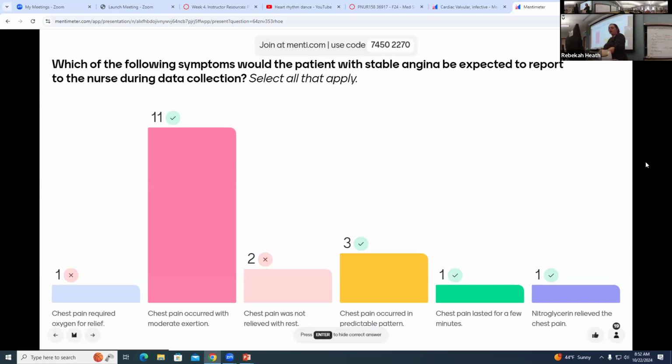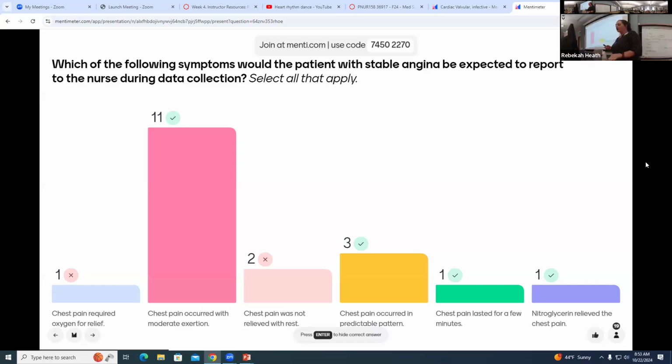If the chest pain occurred with moderate exertion, that's stable. That means they were doing some activity, maybe exercising, and they started having pain. So that would be stable. If it was light exertion, they just started walking across the room and that caused chest pain, that would be unstable. Now, the chest pain was not relieved with rest. If it's stable, it should stop. Like if you're working out and you have chest pain and then you stop working out, it goes away because your heart's able to get all the blood that it needs, all the nutrients and the oxygen.